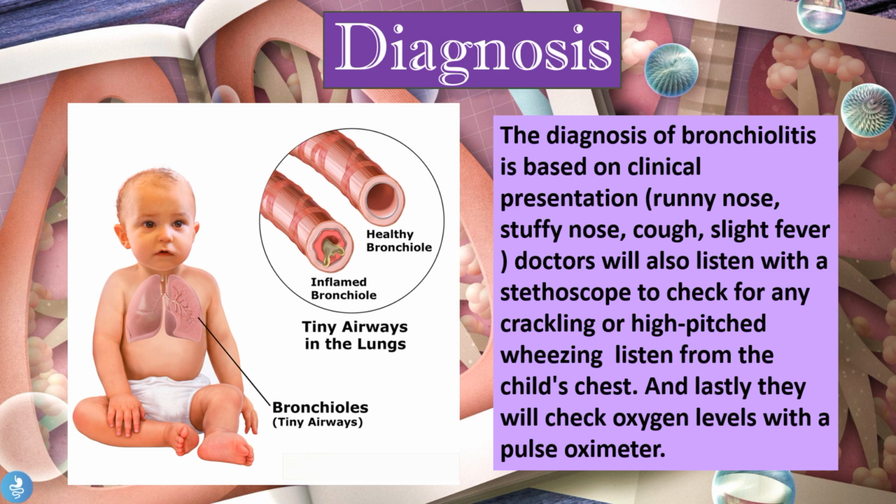So usually these children have a low oxygen saturation, because as we can imagine, if that bronchiole is inflamed, it's going to be really tight and it's going to cause a block in the flow of oxygen compared to a normal healthy bronchiole. And this is why the oxygen saturation levels will usually be lower than normal in these patients.